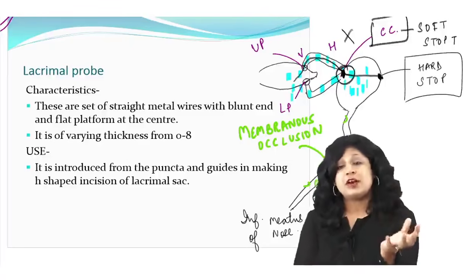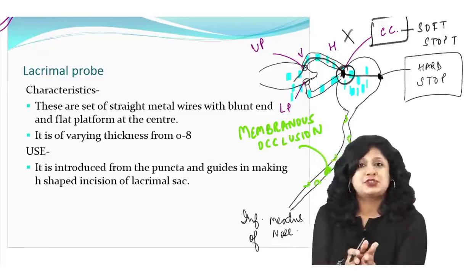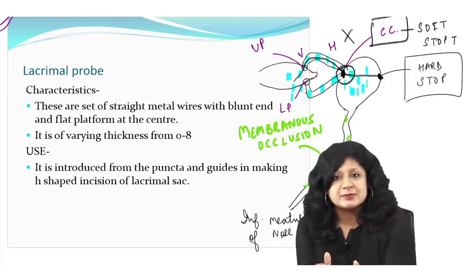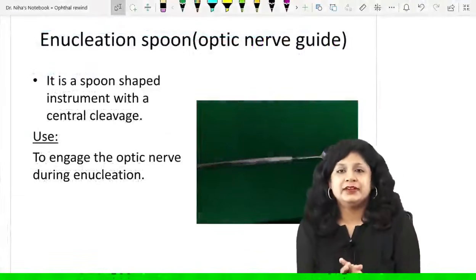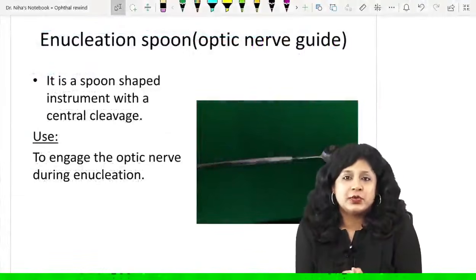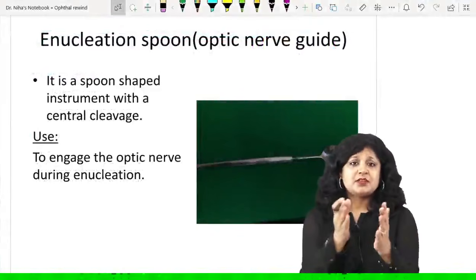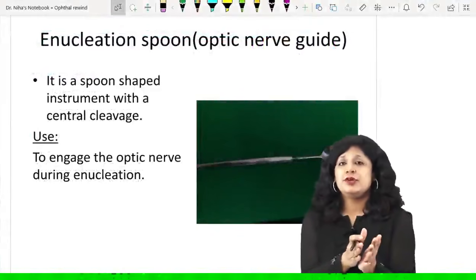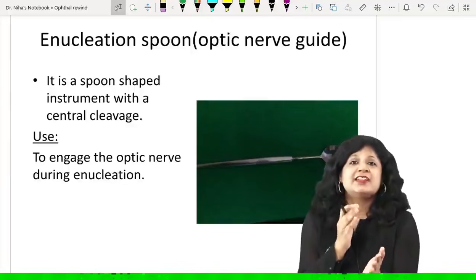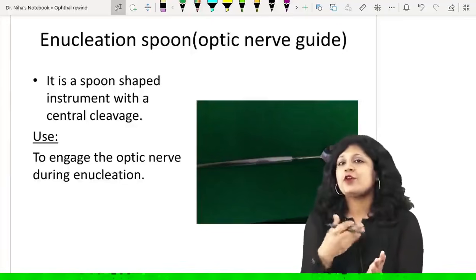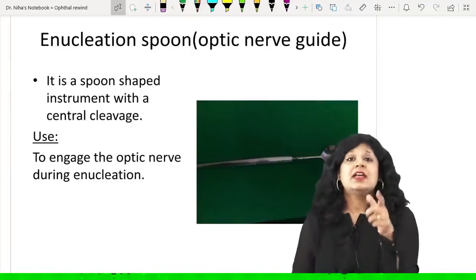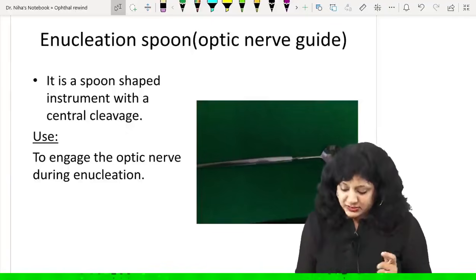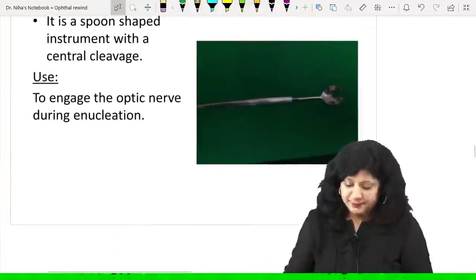So actually what is the meaning of the soft stop or the hard stop? I think this must be very, very clear to you now. Now we'll be dealing with a very important instrument, your enucleation spoon. As I told you before also, look at the shape of the instrument and you will not require cramming of its name. Its name is enucleation spoon, and look at the shape of the instrument.